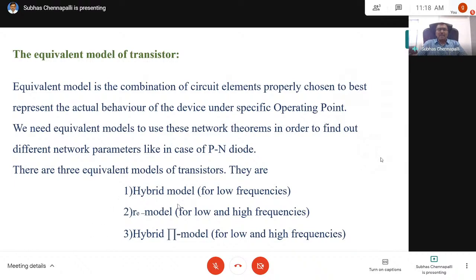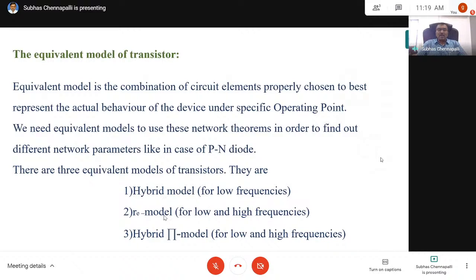I was saying that hybrid model for low frequencies, then the re model. Okay, this is one model. This is also called the H parameter model. We have the hybrid pi model. We say hybrid because the parameters' units are different, not all like ohms or constants. Some parameters are in ohms, some are conductance type, and some are constants, like current gain and reverse voltage gain. That's why we call them hybrid parameters. H parameters are hybrid in nature. Similarly, re parameters. So for low frequencies, we apply the hybrid model or H parameter model.